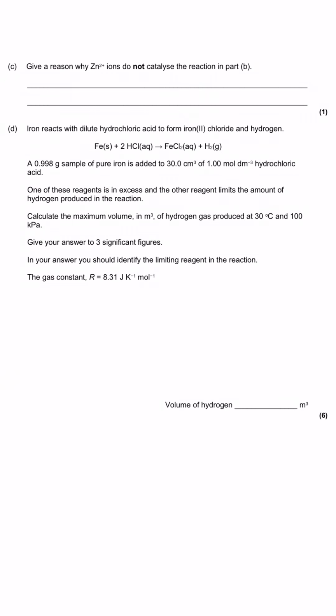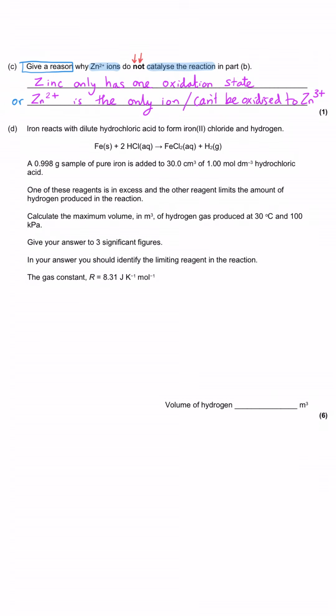Give a reason why zinc 2+ ions do not catalyse the reaction in part B. This is simply to do with the fact that zinc does not have a variable oxidation state. And so that means that zinc 2+ could not be oxidised to zinc 3+ because zinc can only be 2+ as an ion. So it only has one oxidation state.